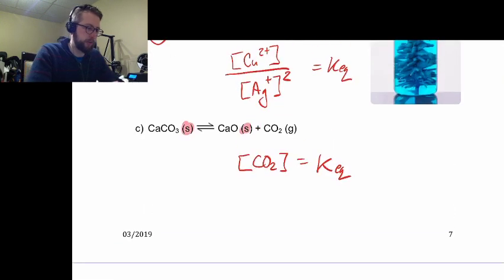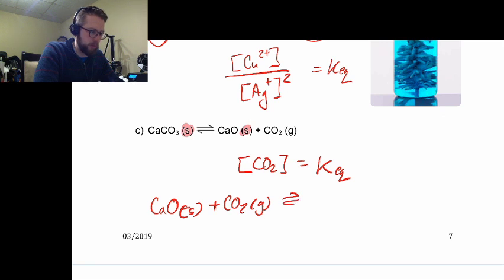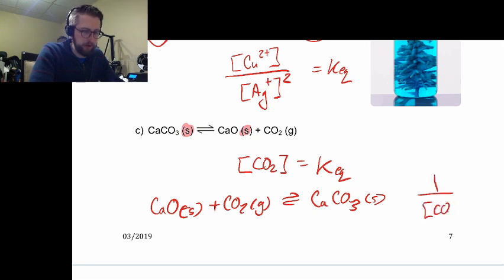Now, I would say that an even more sneaky version of this is someone who writes out CaO solid plus CO2 gas and says that those go to form CaCO3 solid, because for this expression you're going to do products over reactants, so you actually have to put 1 over the reactant, and the only reactant that has a concentration is CO2.